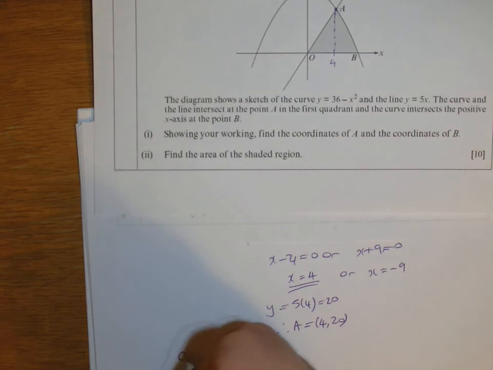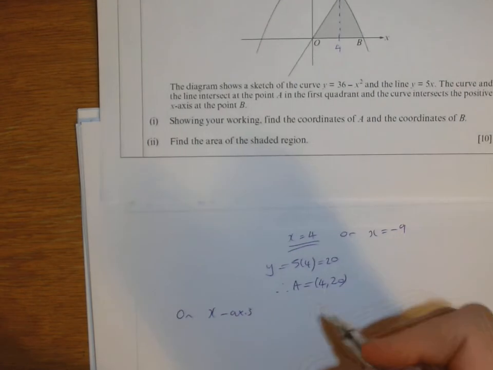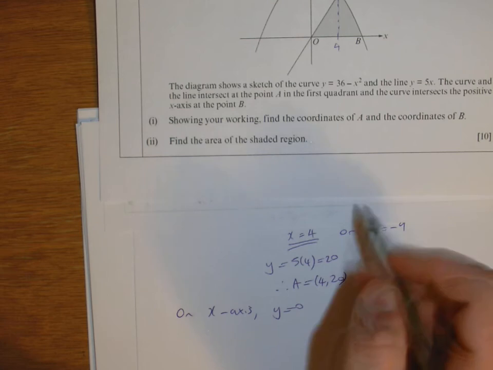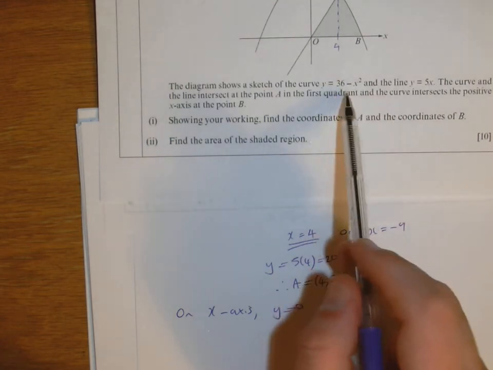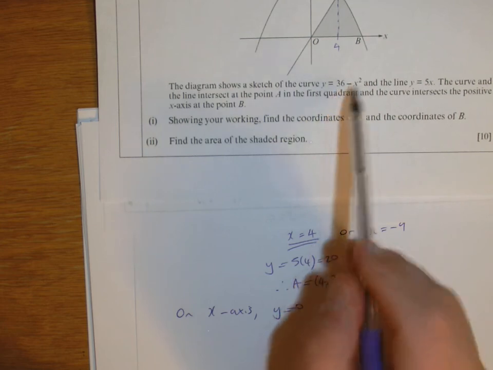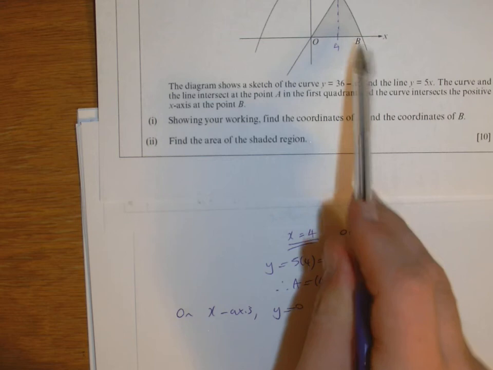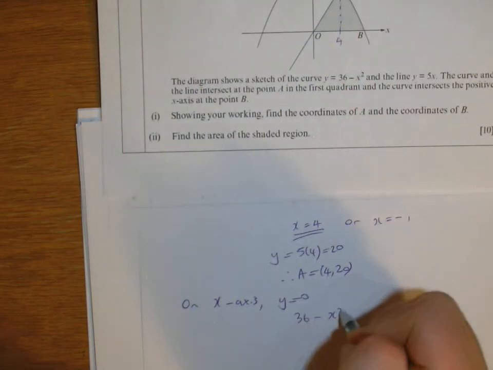So on the x-axis, of course we know that y is equal to 0. So when we get the curve and put that equal to 0, we can get the answer out for x. And it is important you use the curve, remember, not the line, because it's the curve we're interested in when it cuts the x-axis. So you basically set the curve to equal 0.